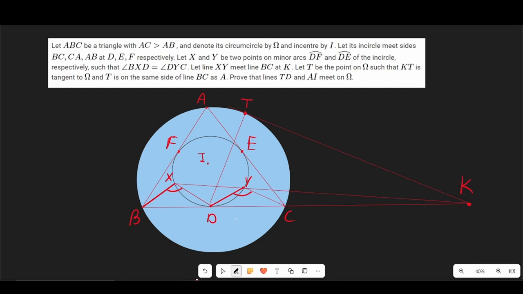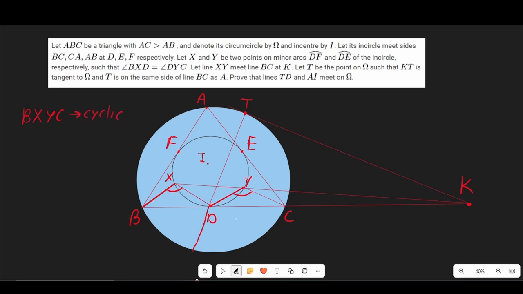Because we know that AI intersects omega at the midpoint of arc BC, our aim is to show that D, T, and the midpoint of arc BC are collinear. To show this, the first step is to notice that BXYC is cyclic.